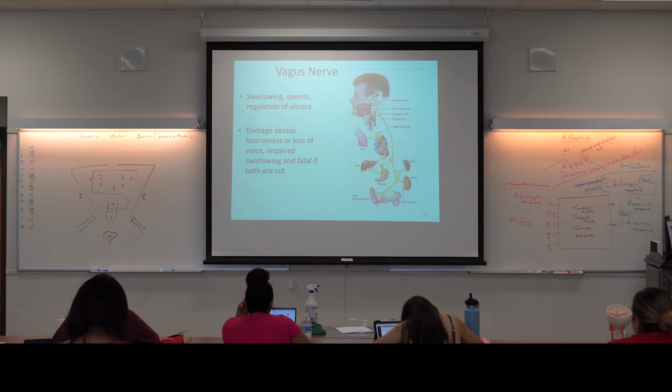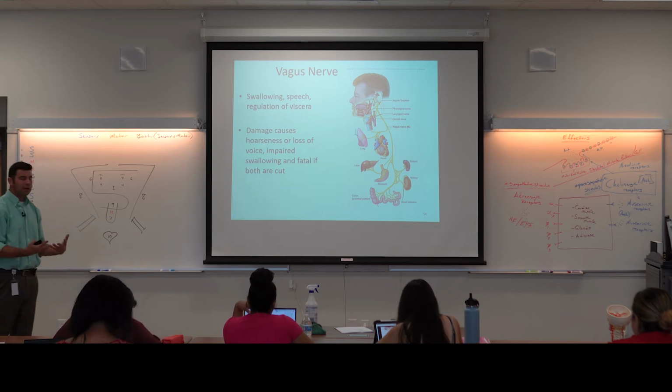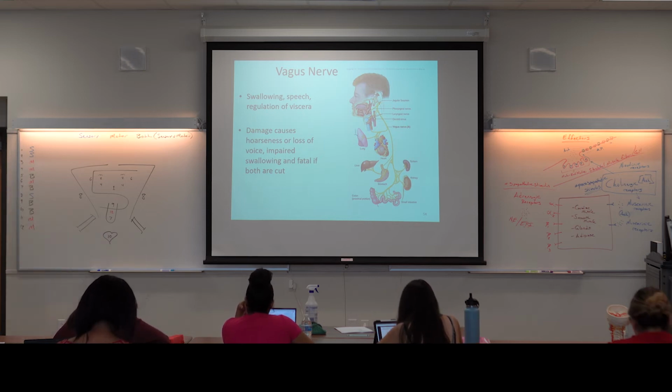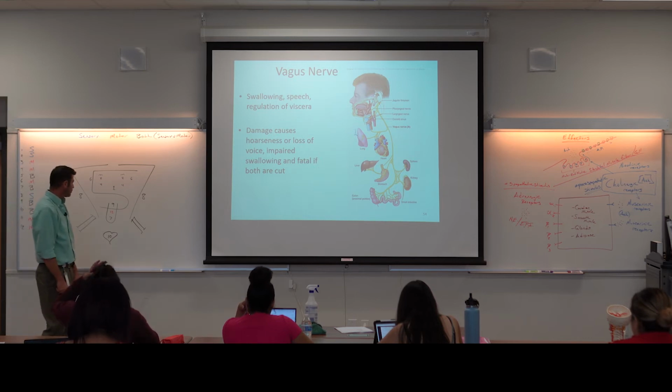One of the things it's also involved in is speech. So I think there's some lecture handout where it says if you've gone hoarse and you've lost your ability to speak, one of the things that could be damaged is this vagus nerve. Again, damage causes hoarseness or loss of voice. It may also impair swallowing.